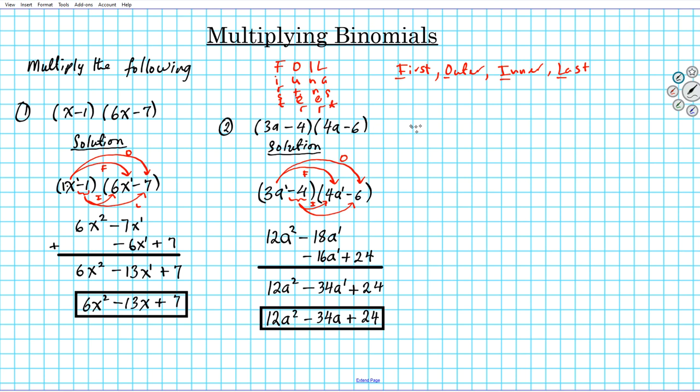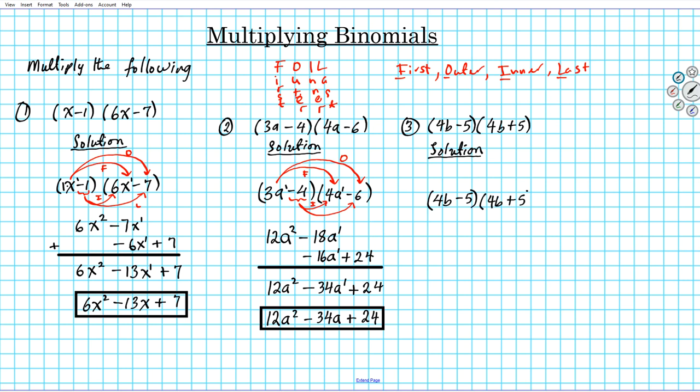All right, moving along. Let's take a look at question number 3. So let's say for this one we have 4b minus 5 times 4b plus 5. Let's figure out what the product of these two binomials is. So let's rewrite it: 4b minus 5 times 4b plus 5.